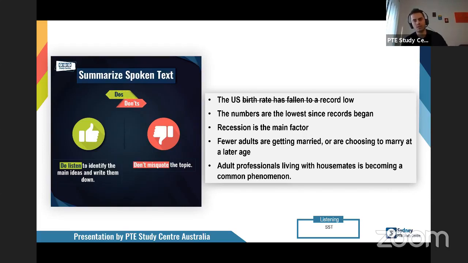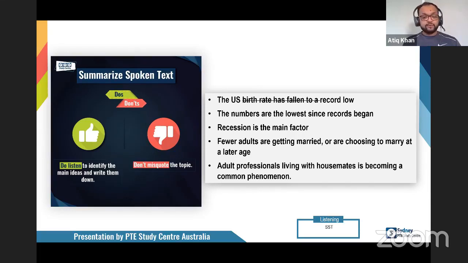However, in retail lecture, we have disjointed elements. Here we are talking about misquoted elements. Excellent, exactly, Ali. And this will result in misrepresentation. Totally, you would be getting zeros. So this is not about the US records. It's about US birth rate that has fallen to a record low. So, this is what we mean by don't misquote the topic.